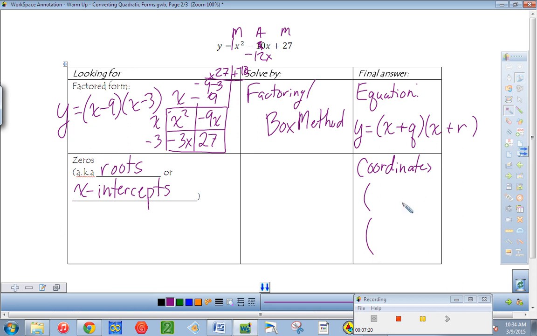You should have 2 of them. What do you already know about them? How do we solve for these? That's with vertex. Setting them equal to 0. Set factors equal to 0.